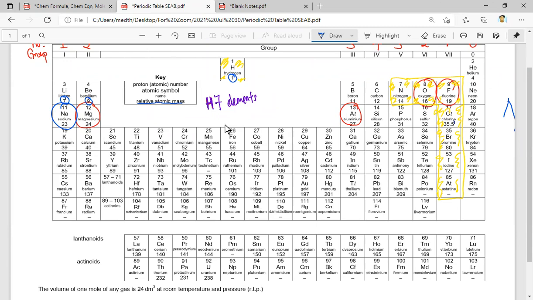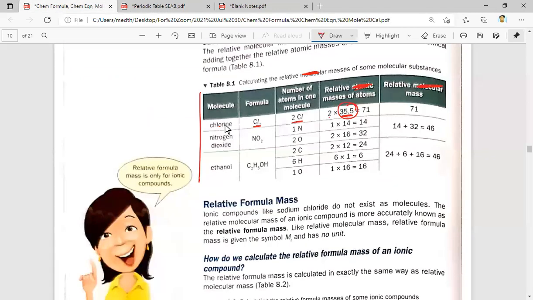So if you look at chlorine, can you see here 35.5? So one chlorine, the relative mass is 35.5. So if I got Cl2, which stands for I got 2 chlorine, I take 2 multiplied by 35.5, I'll get 71. So the relative mass of Cl2, so let me write, Mr of Cl2 is actually equals to 71.